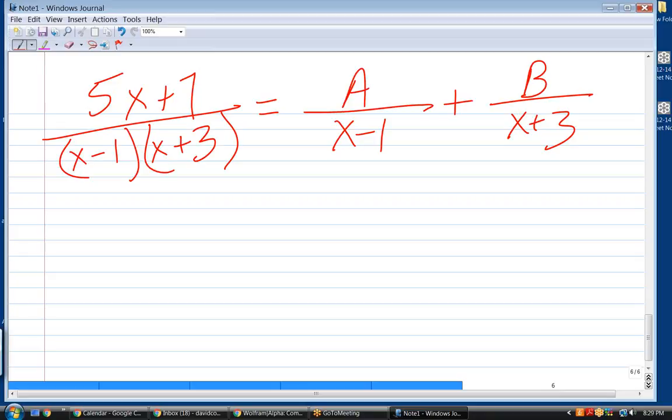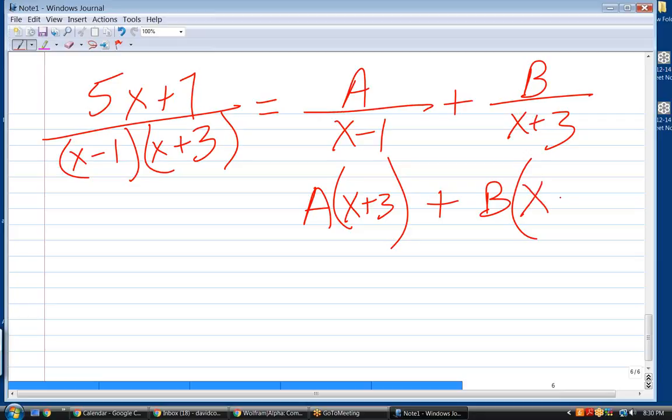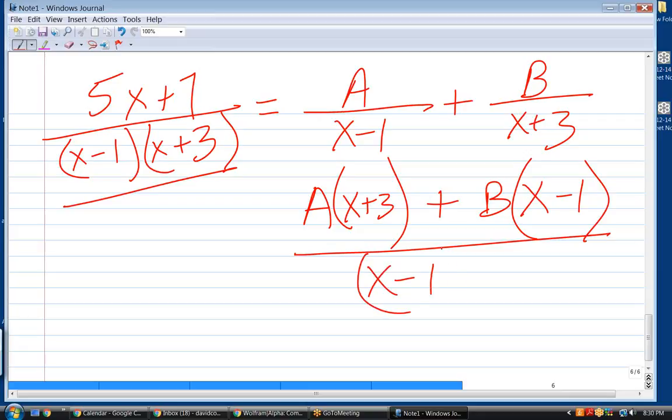Now we need to solve for A and B. Well, add those two together, and what would you have? A of x plus 3 plus B of x minus 1. And all of that would be over that common denominator, right? Correct. In other words, x minus 1 times x plus 3. What's the next step?